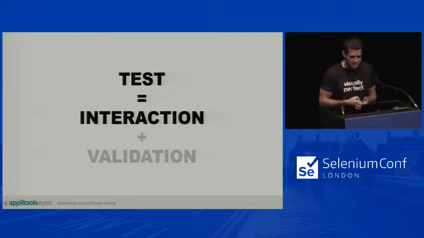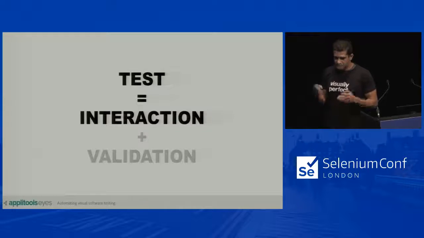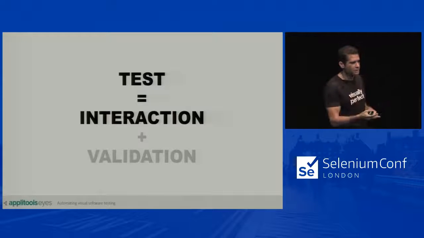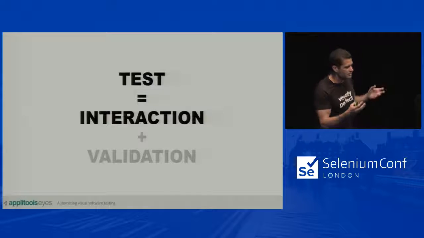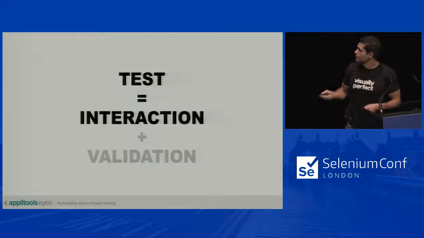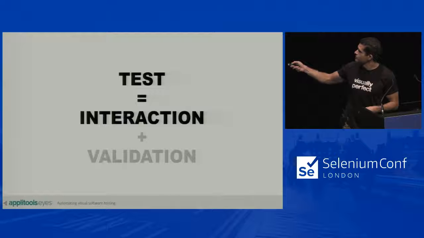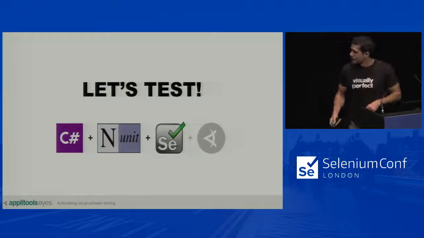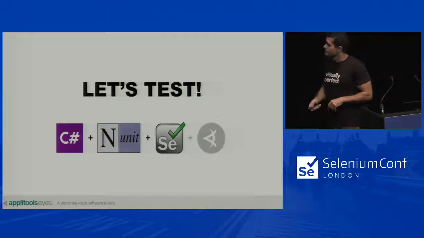So enough with the slides, let's start testing. As you all know, every test consists of interactions that provide input to the application and then validations that verify that the resulting output is correct. At this point, we'll just focus on the interactions and we'll leave the validation for later on in the talk. Now, I'm going to code with C#.